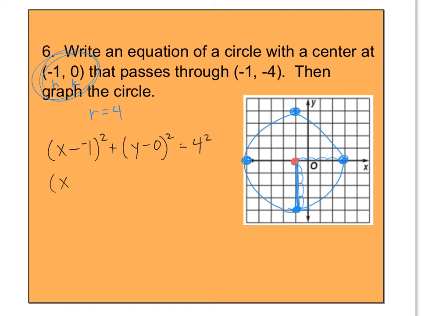So we have our h, our k, and our r, and now we simplify. So this can change to a plus. Y minus 0, we can just change to plain old y. We don't need the minus 0. And then 4 squared is 16. This is our final answer.